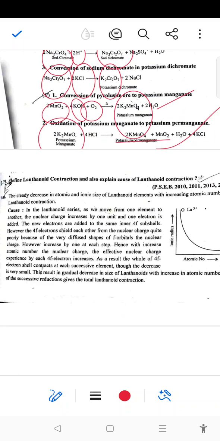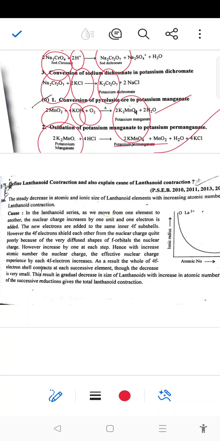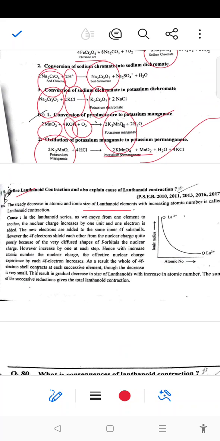Next is an important question: define lanthanoid contraction, its causes and consequences. This type of question is asked again and again. First of all, lanthanoid contraction: the steady decrease in atomic and ionic radii of lanthanoid elements with increasing atomic number is called lanthanoid contraction.